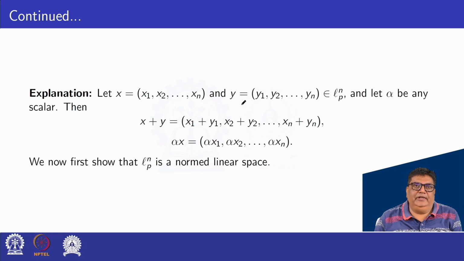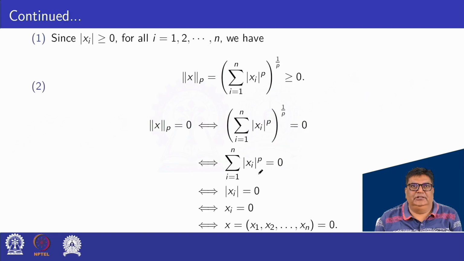And let alpha be any scalar. Then x plus y, addition of vectors, is equal to (x1 plus y1, x2 plus y2, and so on, xn plus yn), that is, n-tuples of this. Alpha x is equal to (alpha x1, alpha x2, and so on, alpha xn). We first show that Lpn is a normed linear space. Let us check all the properties of a normed linear space.